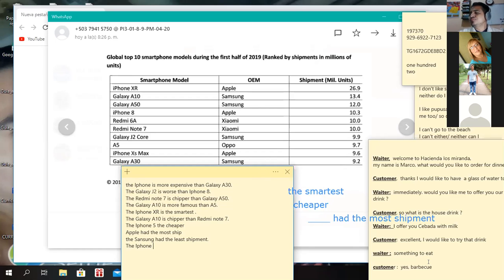The iPhone XR. Then is the fastest. Fastest. En vez de la R es ST. Okay. I will do the next one. Apple. Teacher, how do you say lento, is slow, slower or slows, or the most? Slowest. Slowest. Okay.